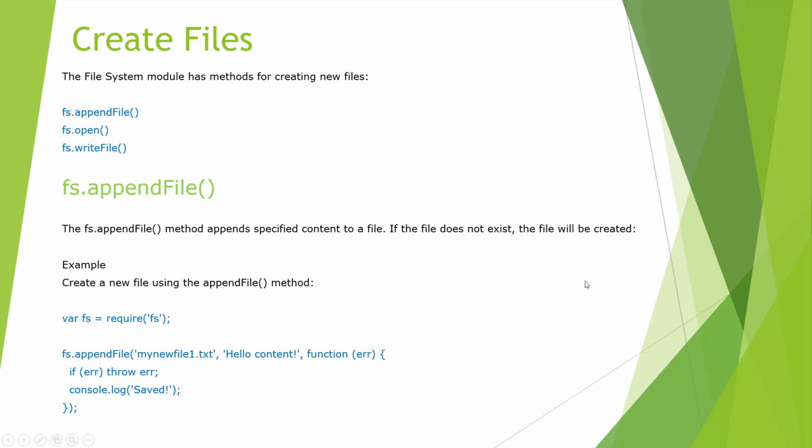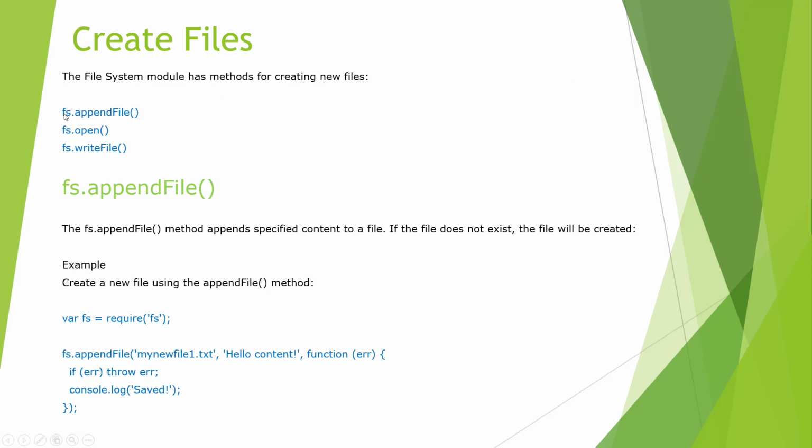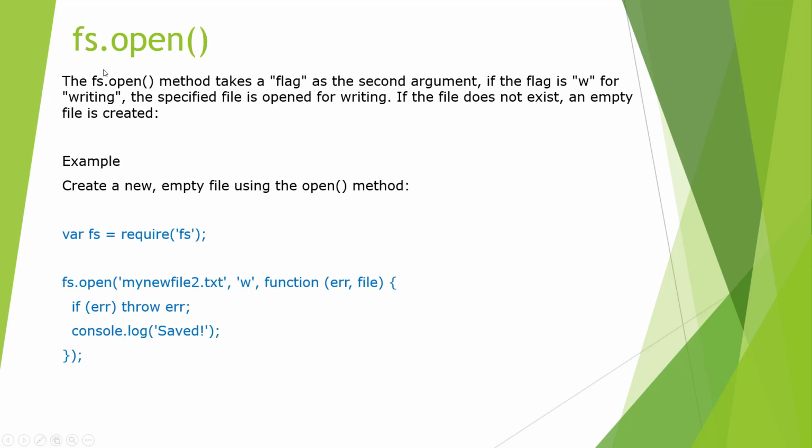After create file, just like before, we said we have three methods: fs.appendFile, and others to create a file. We tried the first method. The second method is to use fs.open. The fs.open method takes a flag as a second argument. If the flag is w, which means writing, the specific file is opened for writing. If the file does not exist, an empty file is created. So the job of this method is actually to open that file, but if that file doesn't exist, it creates that file. Let's see how it works.